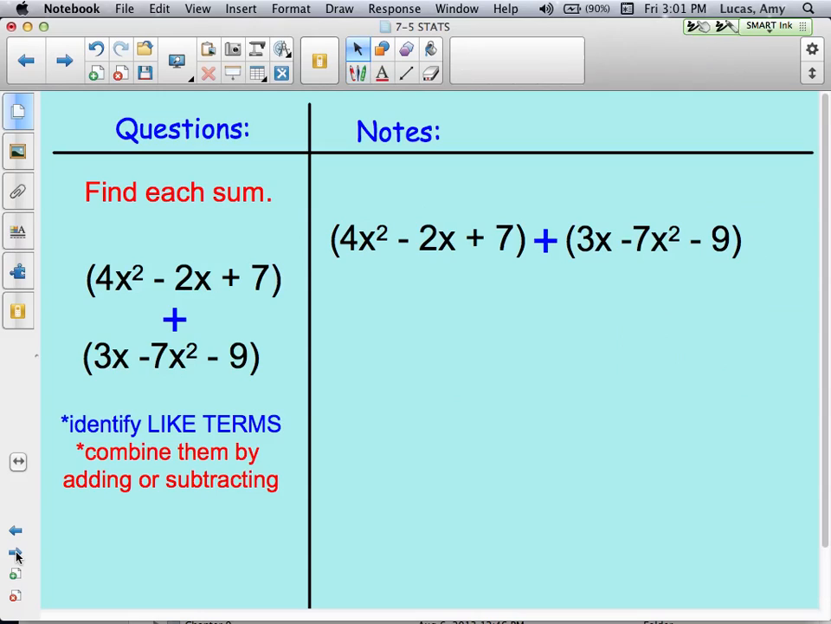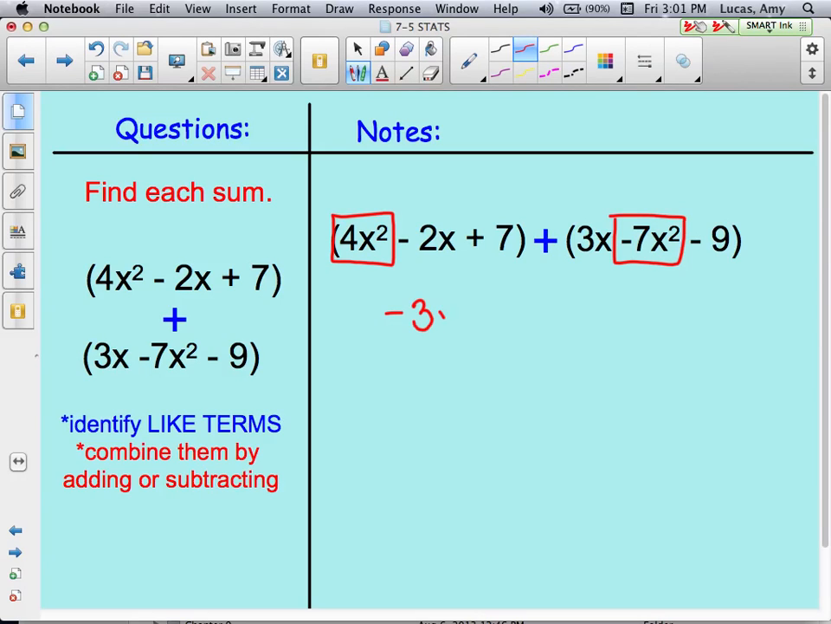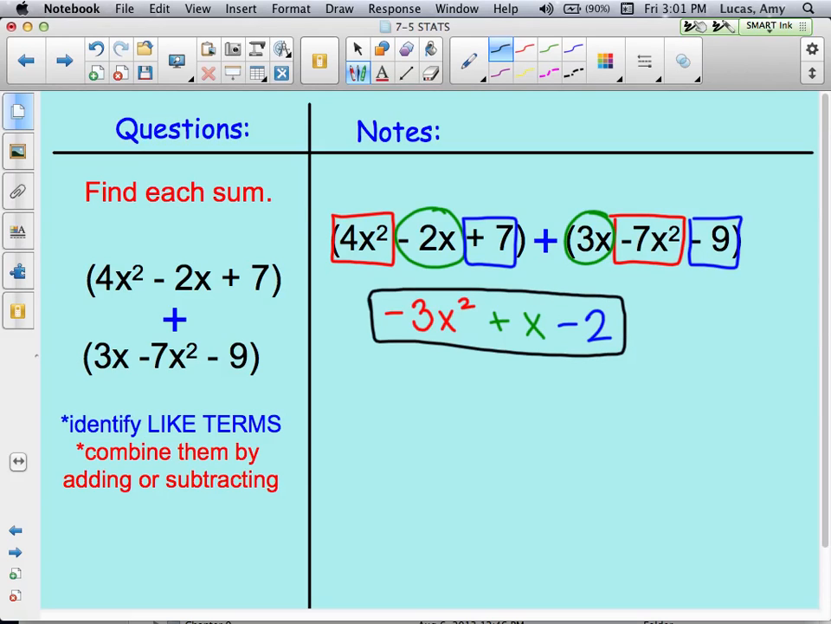Our next example, again, I'm going to go in order, standard form. So highest exponent, 4x squared plus negative 7x squared is negative 3x squared. Next, negative 2x plus 3x is 1x. And last, positive 7 plus negative 9 is negative 2. So my solution: negative 3x squared plus x minus 2.